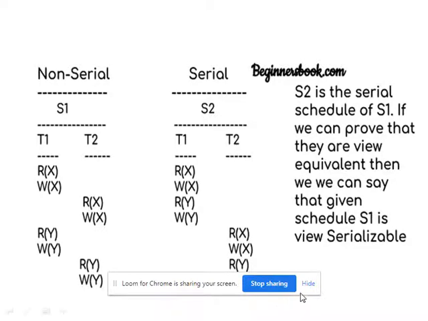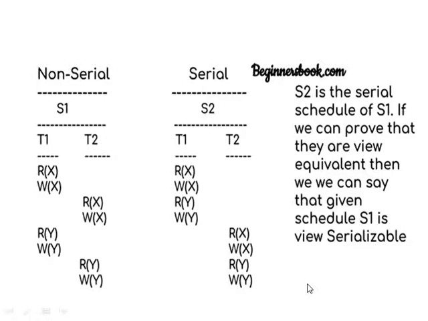First one is initial read. What is this initial read? In schedule S1, the transaction T1 first reads the data item X. So we have two data items, X and Y. Let us check the initial read operations on data items X and Y. On data item X, in schedule S1, the first operation by transaction T1 is read.